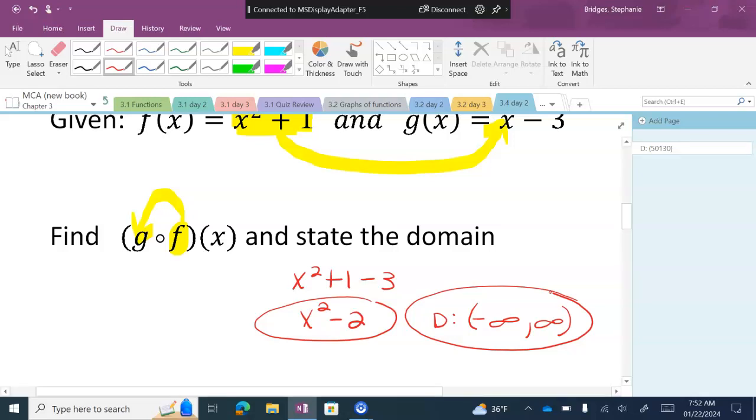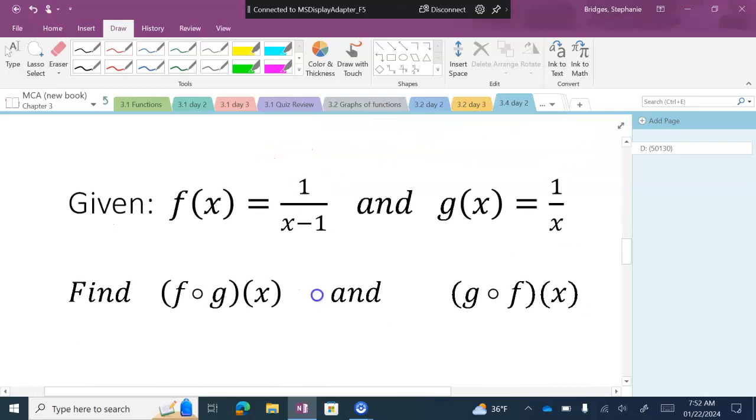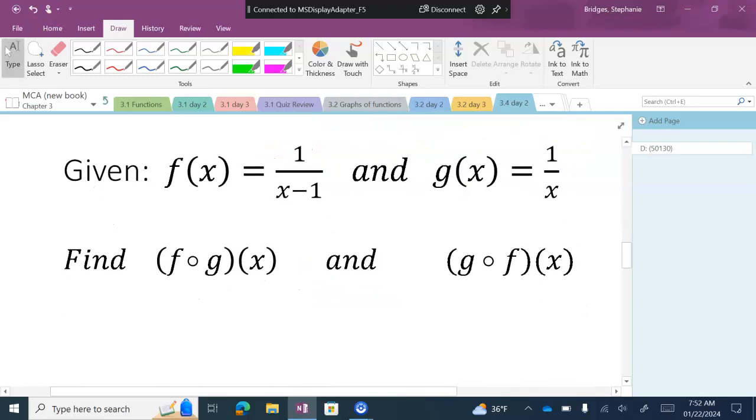Everybody okay so far? All right. Two new functions. Take a minute and write those down, f of x and g of x. We're going to find both composites here. This one is going to be a little bit trickier.